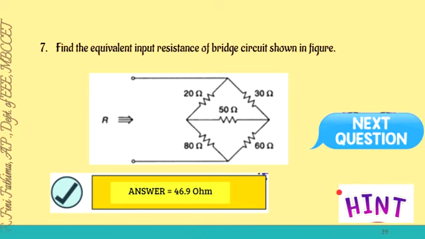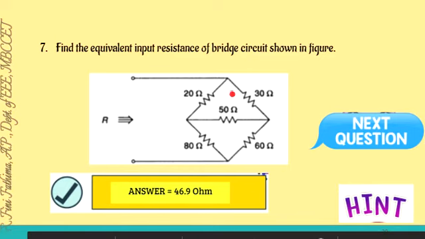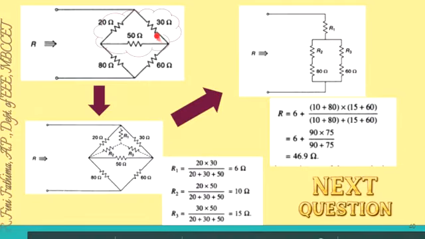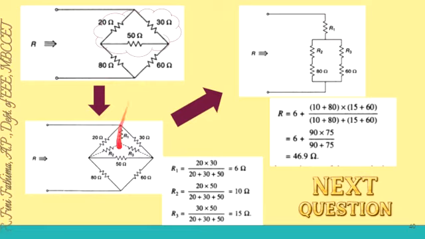So, let us check. How will we solve this? From the diagram itself, we have two delta connections. We can convert either of the deltas into star. I have selected the upper delta connection and I am converting it into star. So there will be a star connection in between, like I have shown here. Then for this delta connection, we have to find R1.